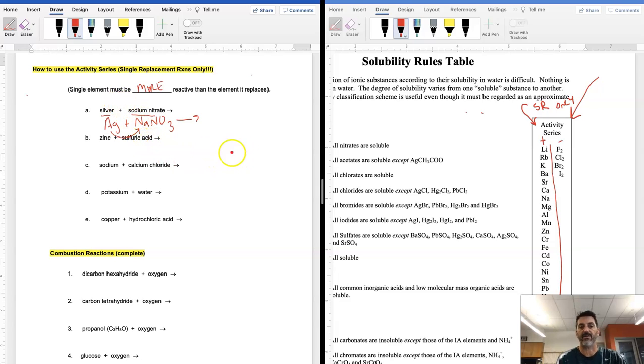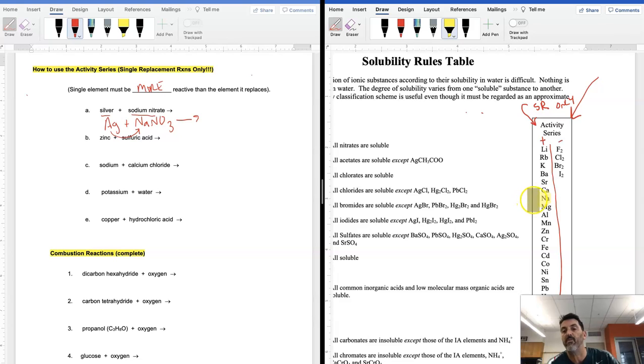And how you figure that out is you come over to the activity series. And the activity series is all based on the higher up you are on this table, the more active you are, or the stronger you are, or the more reactive you are. So lithium reacts with everything, gold reacts with nothing. All right, so silver is right here, and sodium is right here. So sodium clearly is stronger than silver.